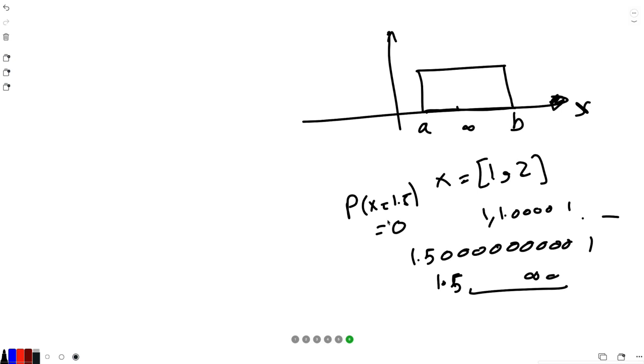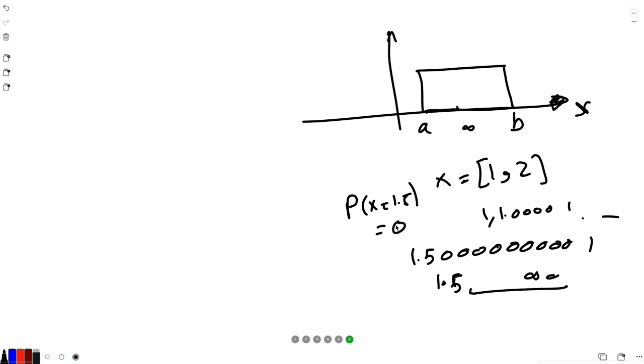And this comes from what is known as measure theory, which is one of the foundations of probability theory, and this actually solved some problems in the formulation of probability.